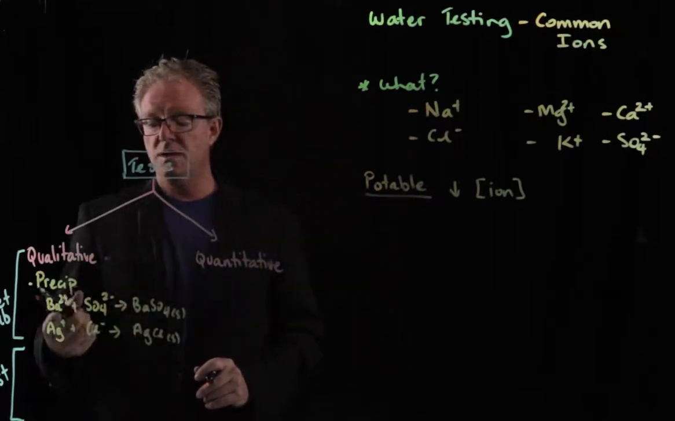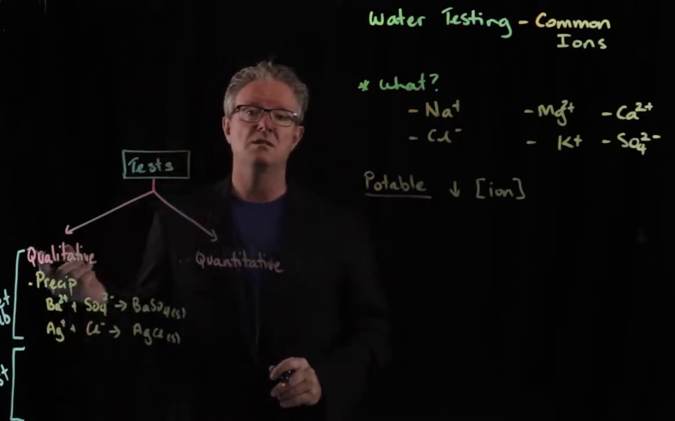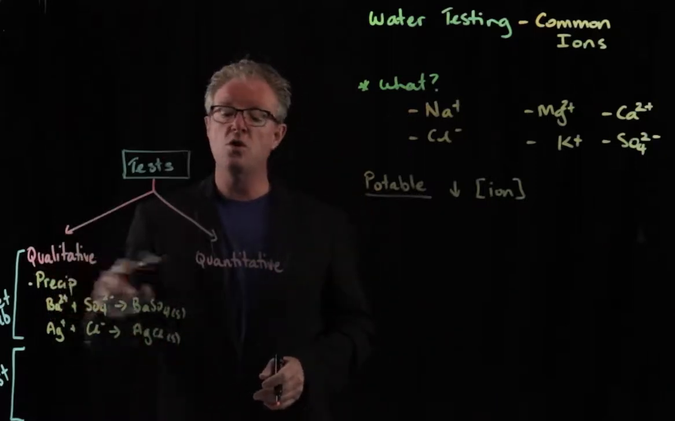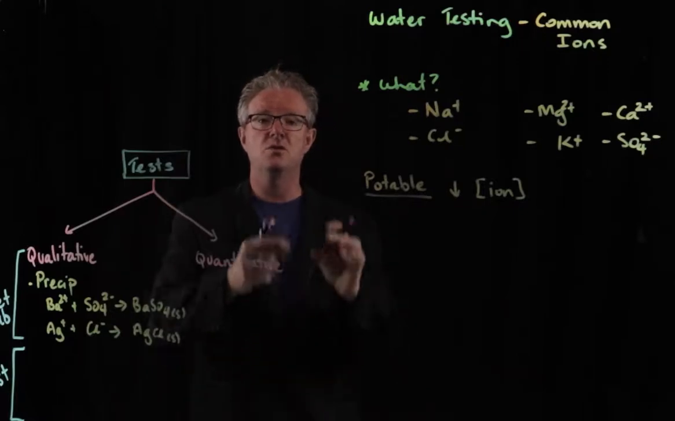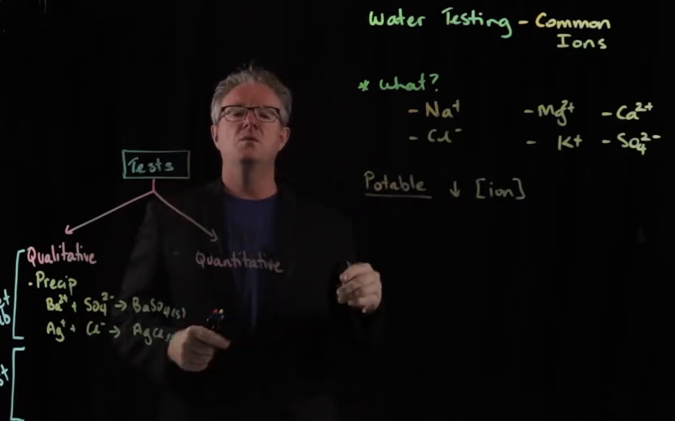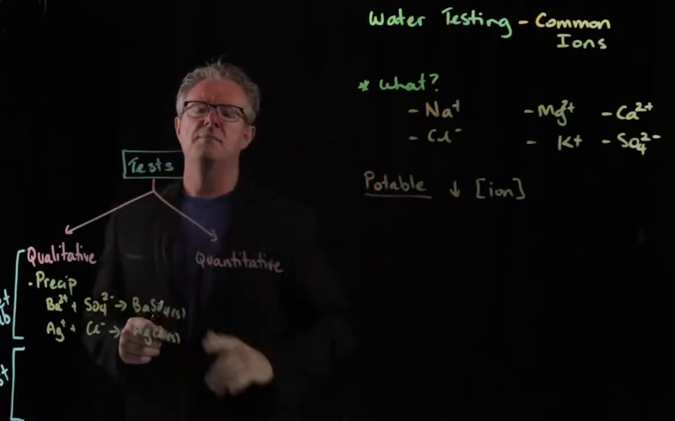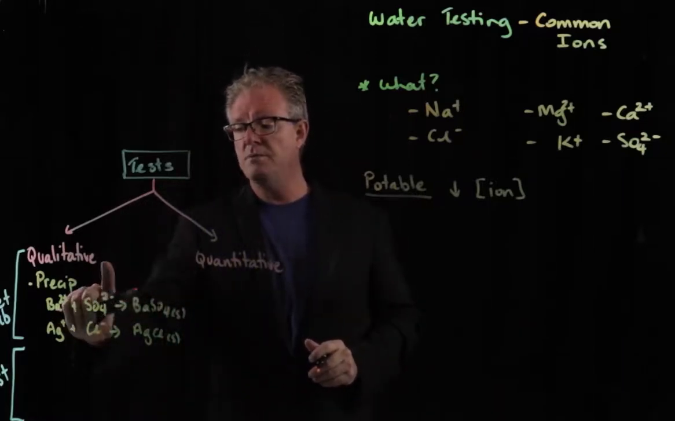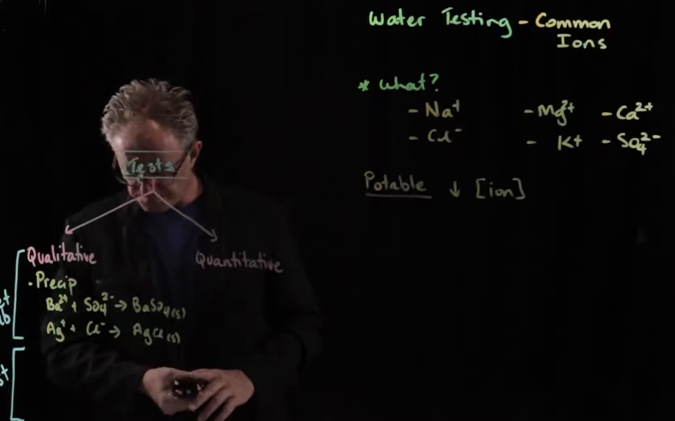If they're metal ions, we could use flame tests as well, and that will give us a characteristic colour. We could make that more quantitative if we used a spectrometer, which will give us specific emission spectra. But for wet labs, precipitation is the way to go.